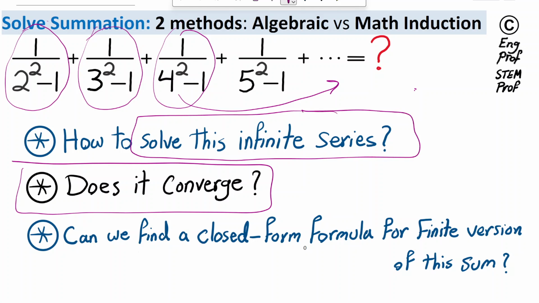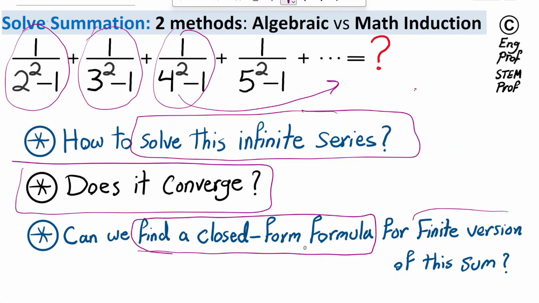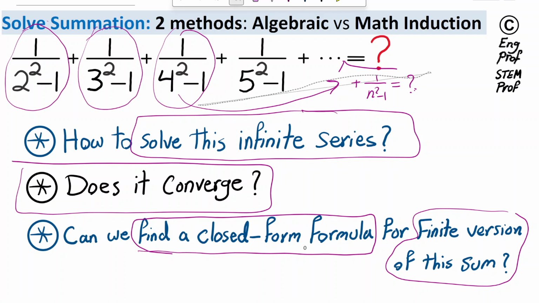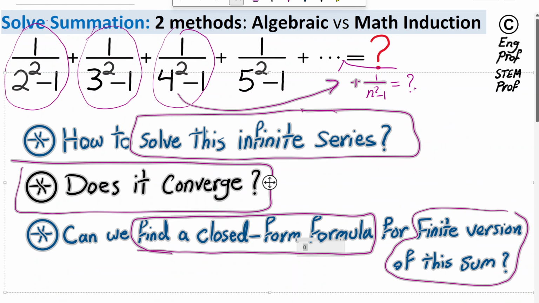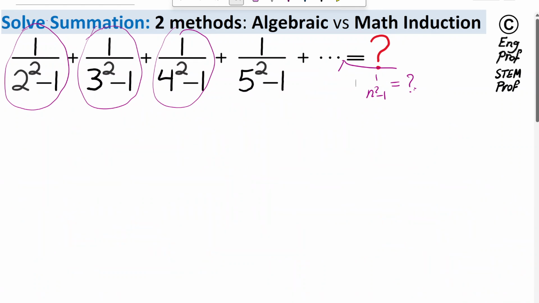And as a third question, can we find a closed form formula for the finite version of this sum that goes up to the nth term, which is in the form of 1 over n squared minus 1? So that would be the third question. In this example, I want to show you that there is a quick way to solve this series and find a closed form formula for it.